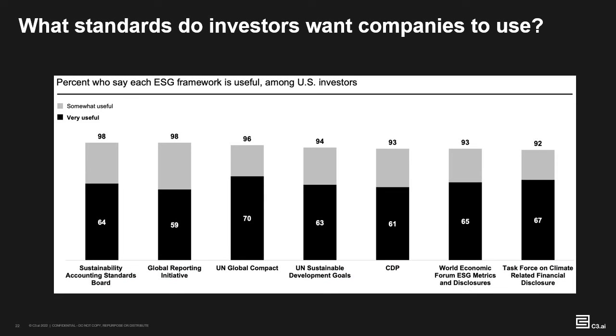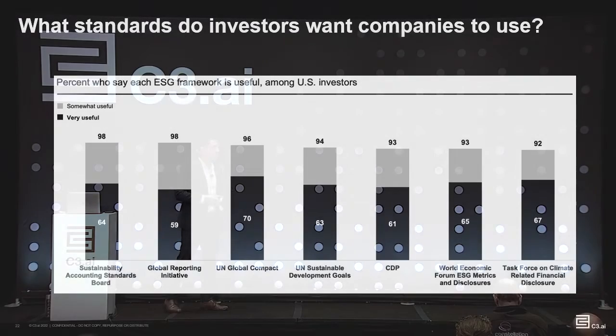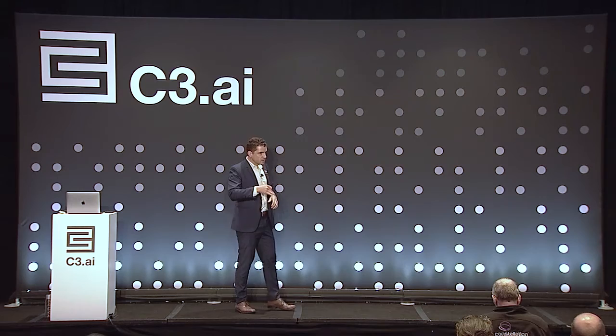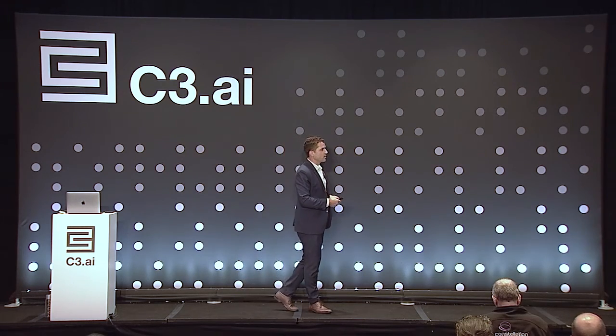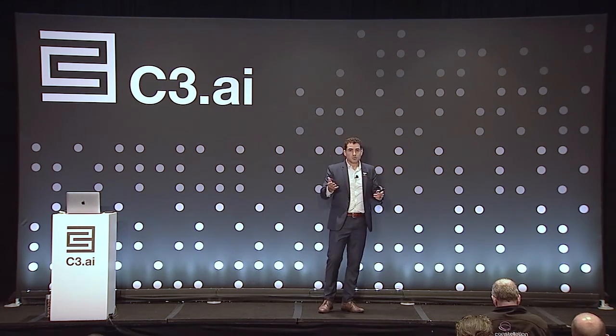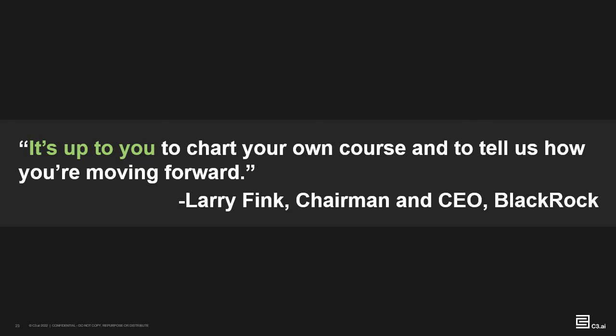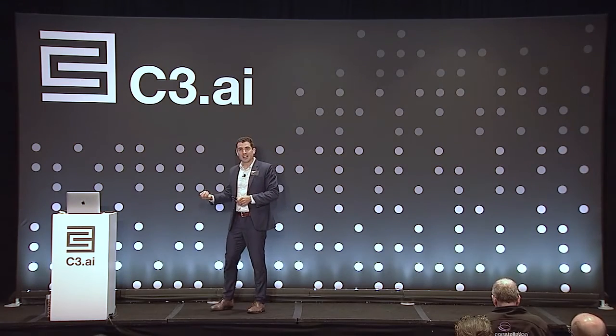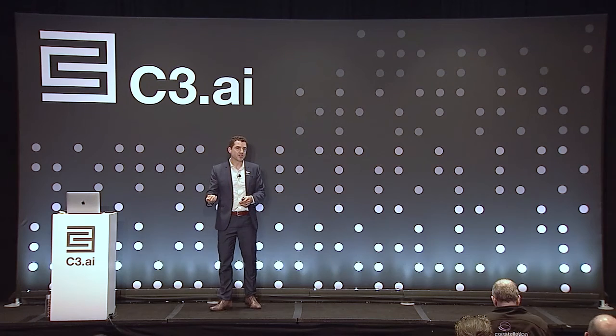And investors recognize that. And I think a quote that I really like came from Larry Fink, who of course is the chairman and CEO of BlackRock, who said in his most recent letter to CEOs, speaking about ESG, it's up to you. It's up to you to chart your own course and to tell us how you're moving forward. So really recognizing that it's up to management teams. Management teams are the ones that understand the issues. They understand which ESG issues are a priority for them. We want to equip them with better tools to help them do that. And it's up to you to tell us what the important issues are and how you're performing on those issues.